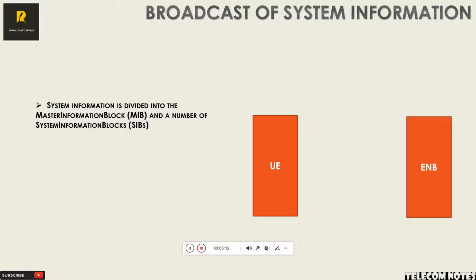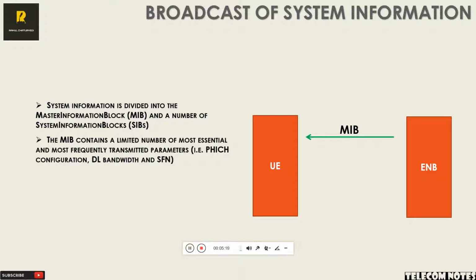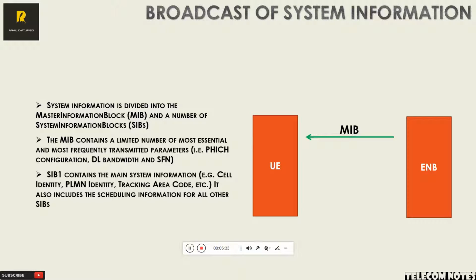Okay, coming to the broadcast of system information. As you can see here, the first one is the MIB. The MIB contains a limited number of the most essential and most frequently transmitted parameters, that is PHICH configuration, DL bandwidth, and subframe number. System information is divided into two parts, that is MIB and SIBs. From the MIB we get the value of PHICH configuration, downlink bandwidth, and the subframe number from which your UE starts reading those particular messages.